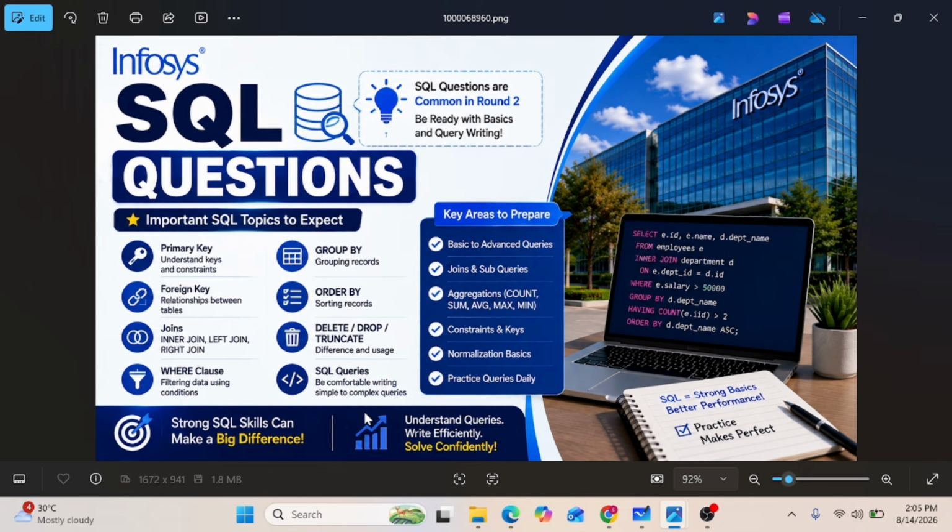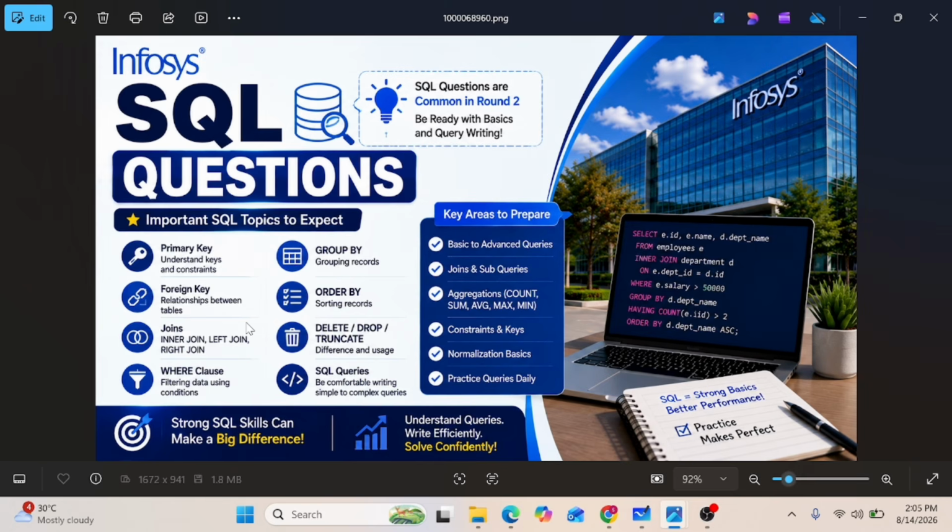Difference between delete, drop, and truncate. Difference between inner join and left join. These are common SQL interview areas. And now, deep project discussion.